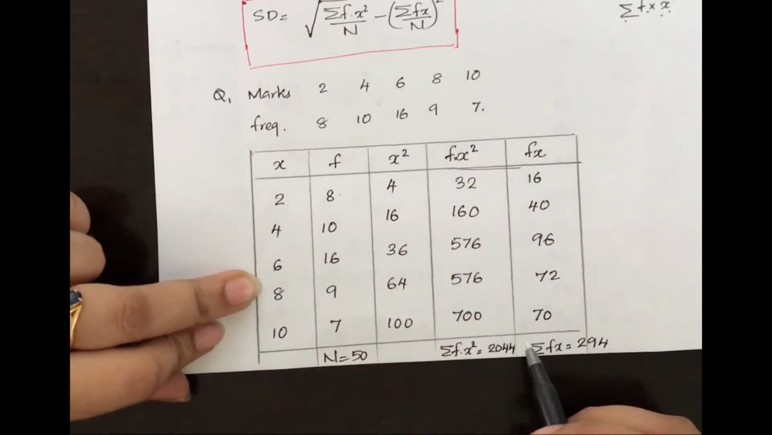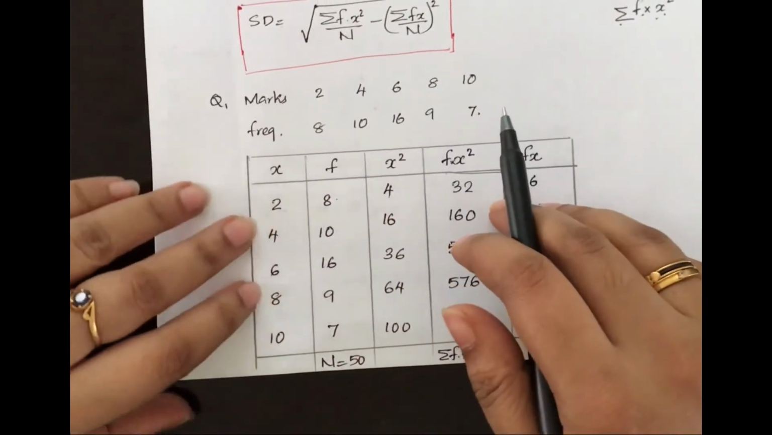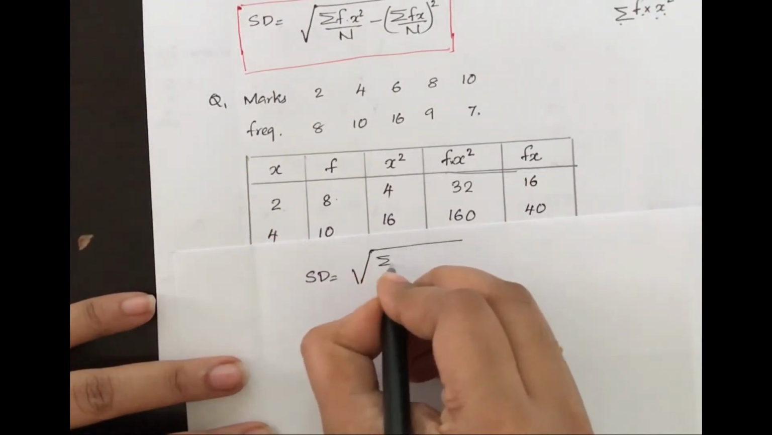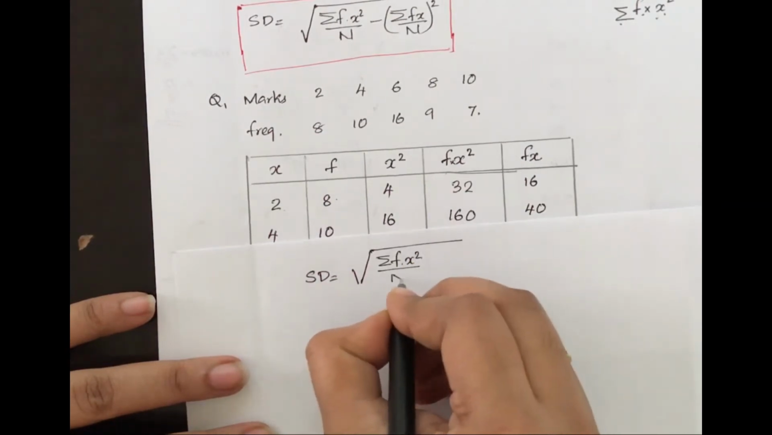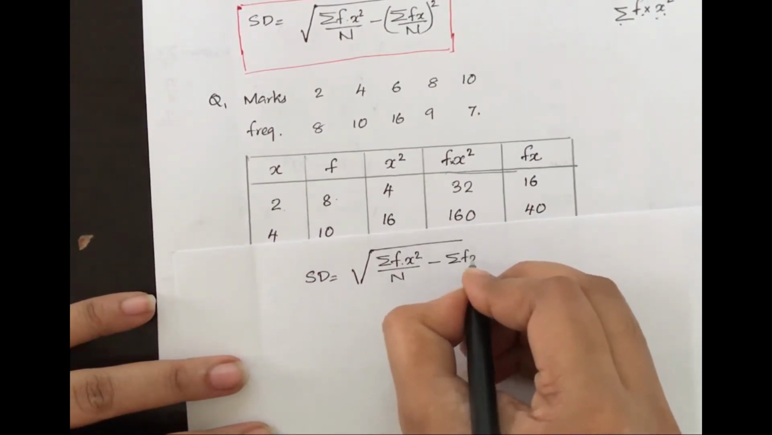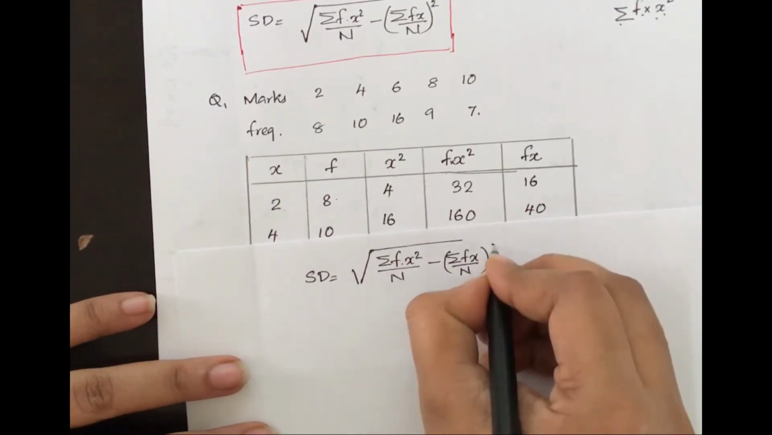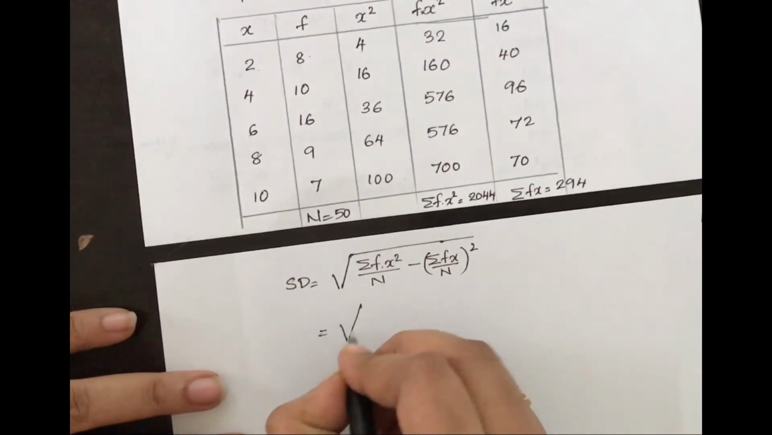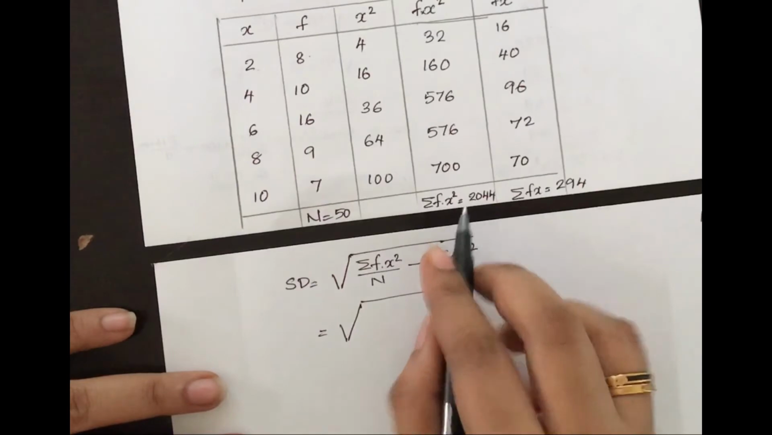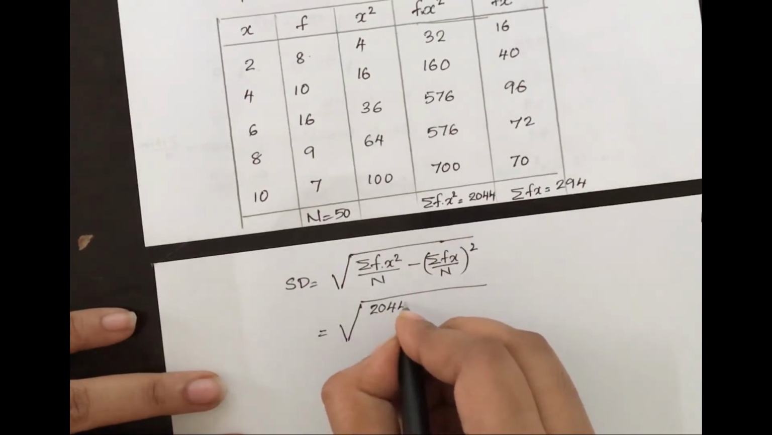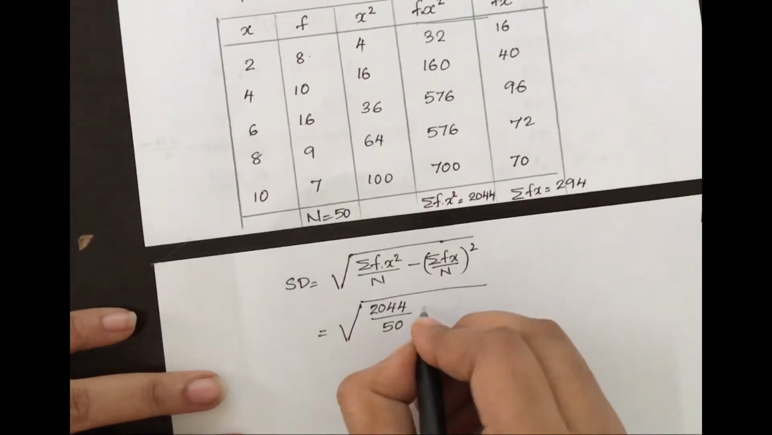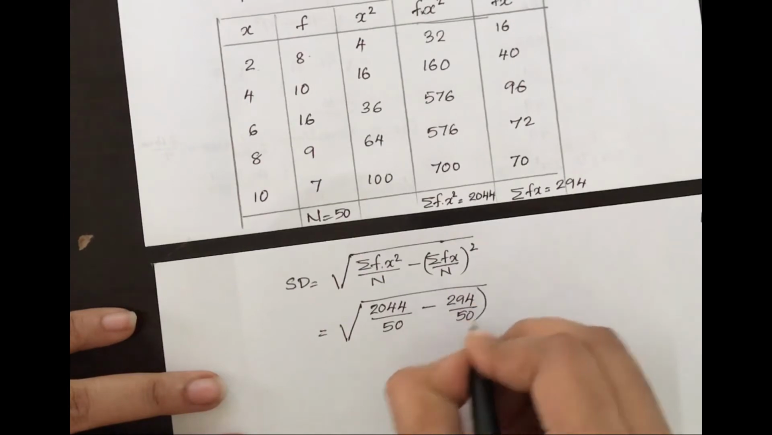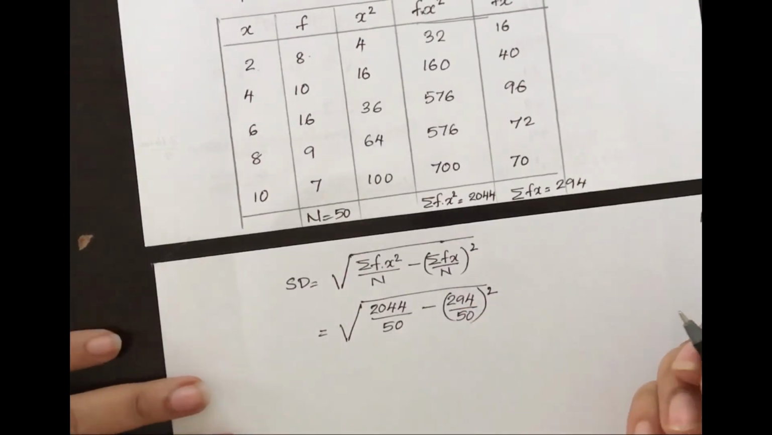Now we are going to find out standard deviation using this equation. Standard deviation is equal to square root of summation f into x square divided by n minus summation fx by n the whole square. Just substituting the values in this equation. Square root of summation f into x square is 2044 divided by n 50 minus summation fx is 294 divided by 50 the whole square.